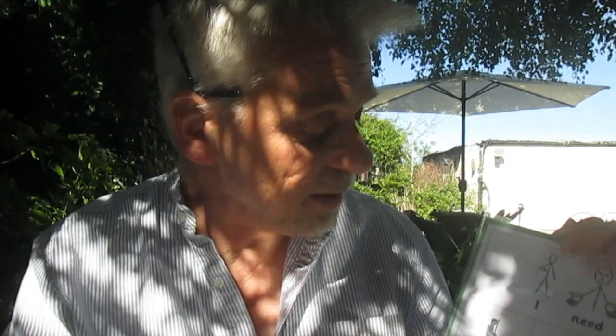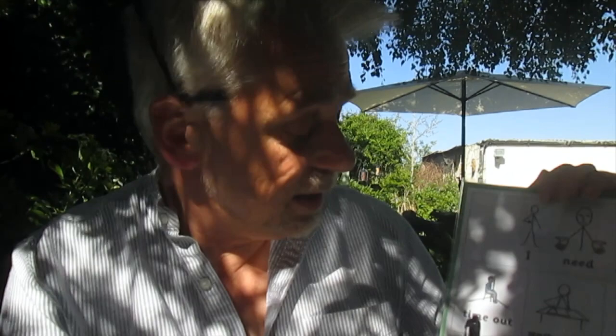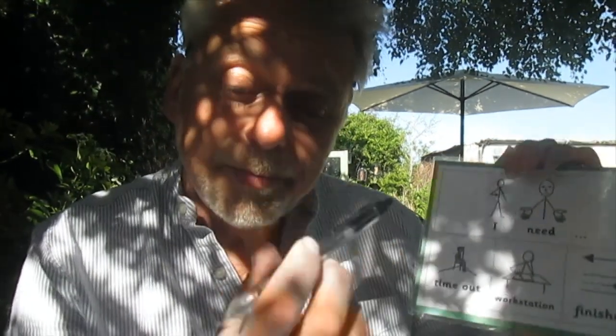Okay. What I find is a lot of students, if they're struggling, they're afraid to ask for help. They're afraid they'll get into trouble, or they just can't find the words. So having this on the table can sometimes help, where they can just point or have their pencil on certain things. I need time out, or the workstation, or I need to be finished. These are ways of actually getting help without them having to speak, and that can be very, very helpful.